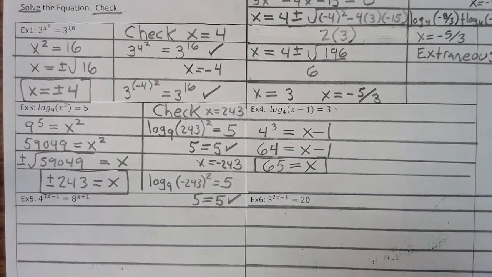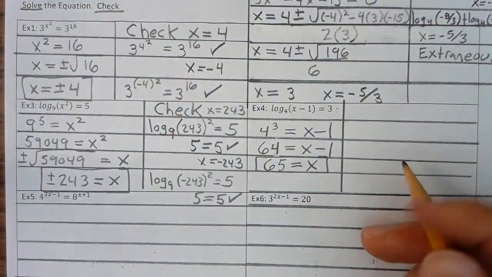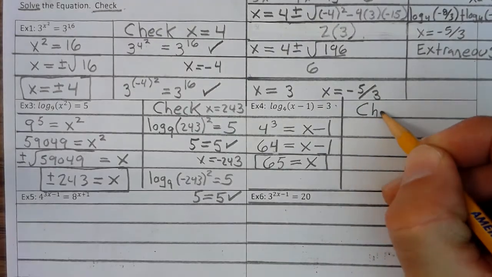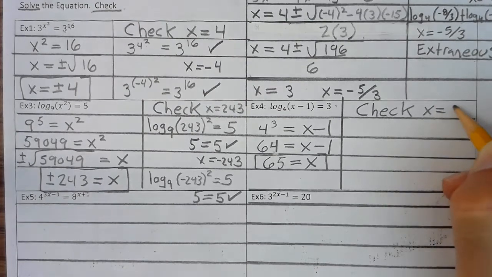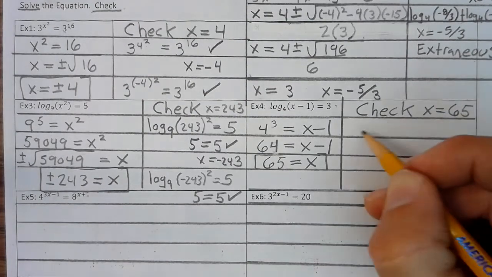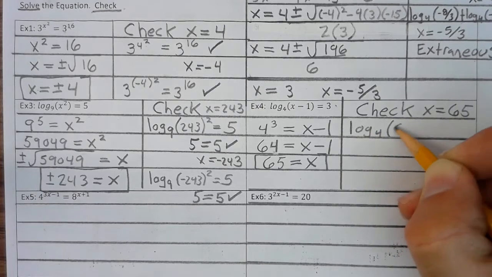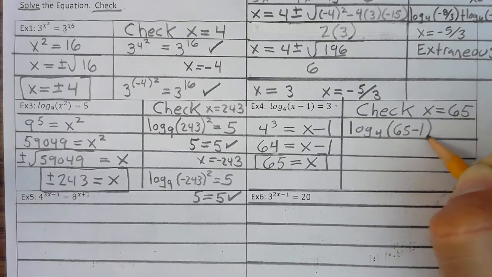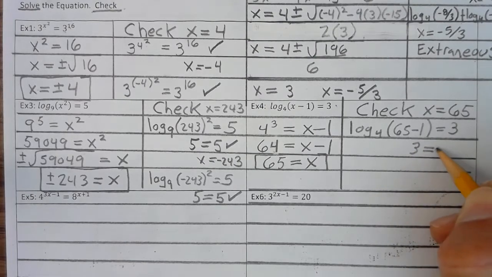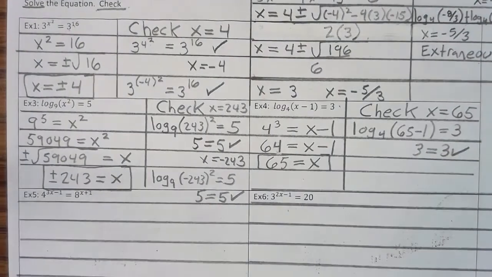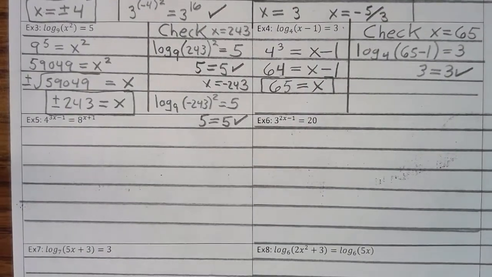All right, so again, we'll check. So let's check x equals 65. So we have log base 4 of 65 minus 1 equals 3. Well, that checks, so that the left side and right side are both 3. All right, let's take a look at example 5.